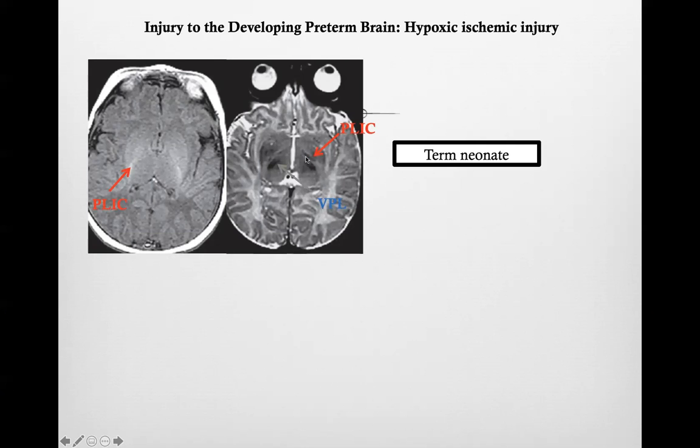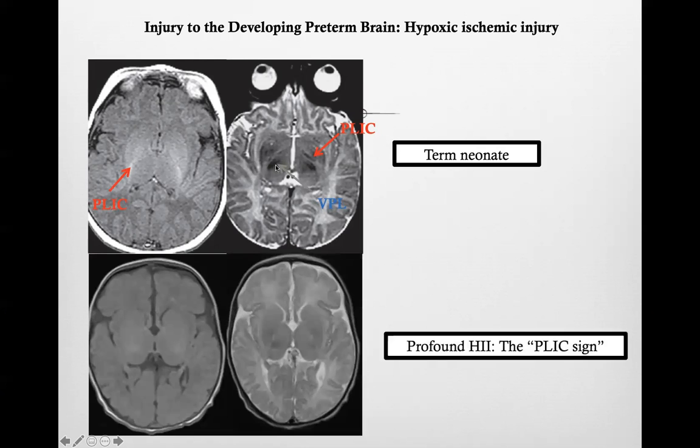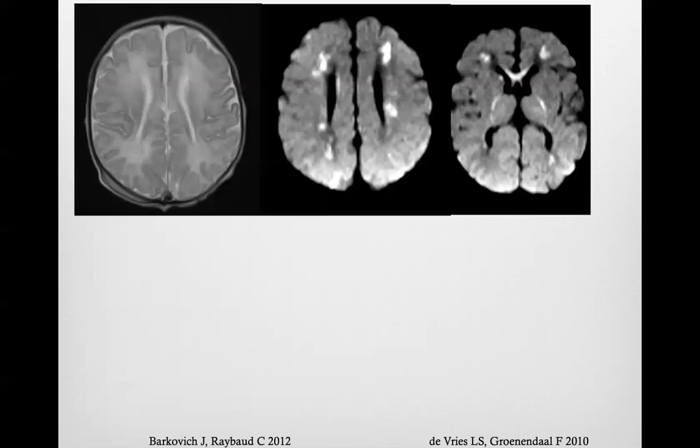And this is the posterior limb of the internal capsule, and this is the ventroposterolateral thalamus. If you have a profound HIE, the myelination, this bright signal, goes away. But again, the most powerful sequences to pick it up will be the diffusion.